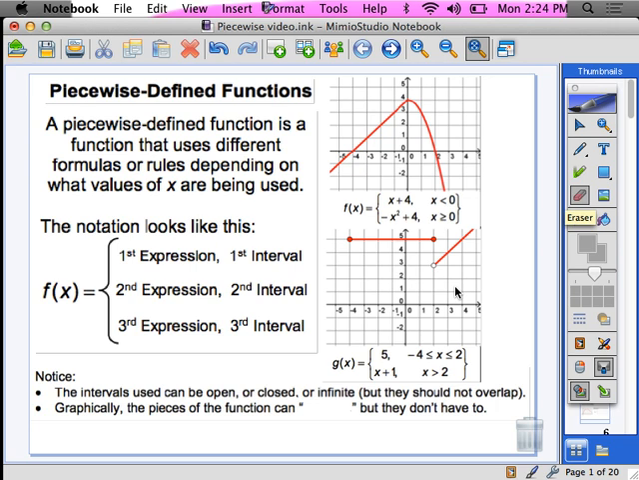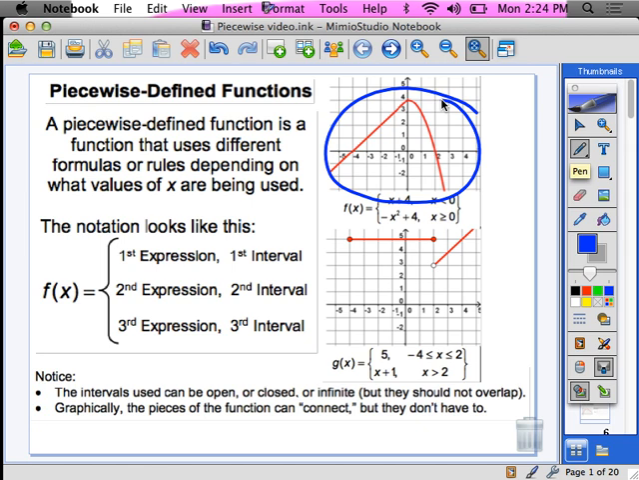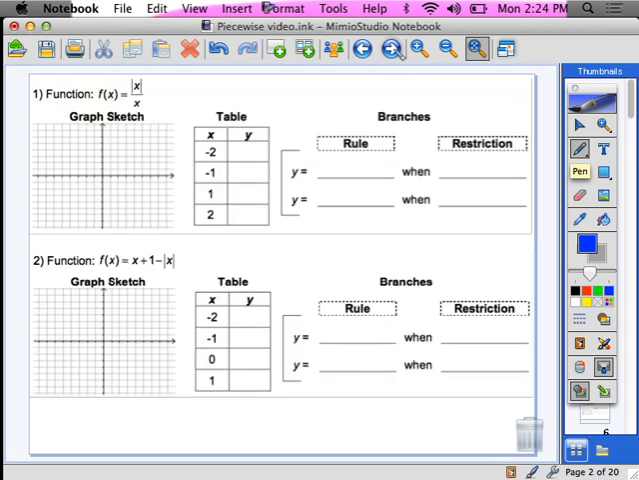All right, and then graphically, the pieces of the function can be connected, but they do not have to, okay? So this graph up here is one where your pieces are connected. They connect right here. This one, your pieces are disconnected. All right, let's look at the next page.